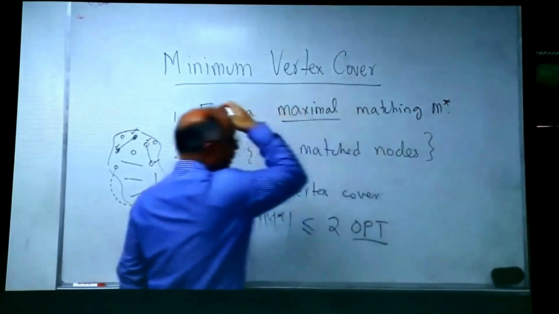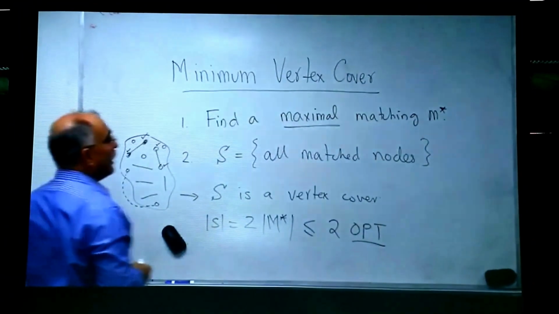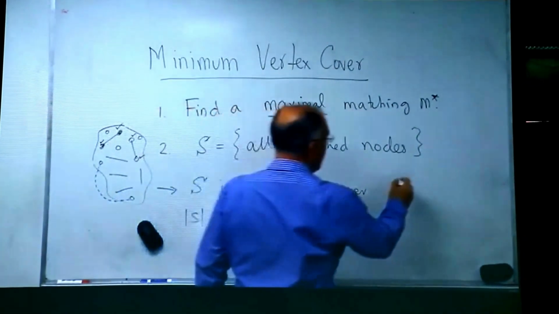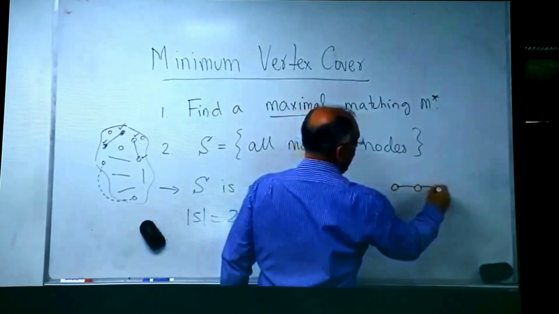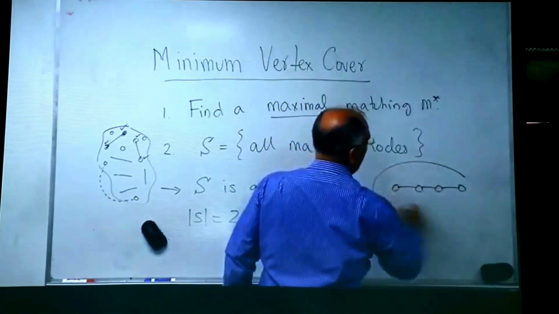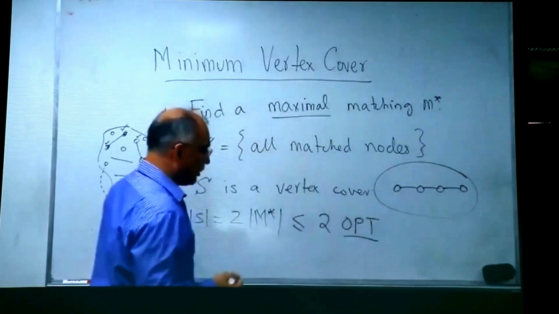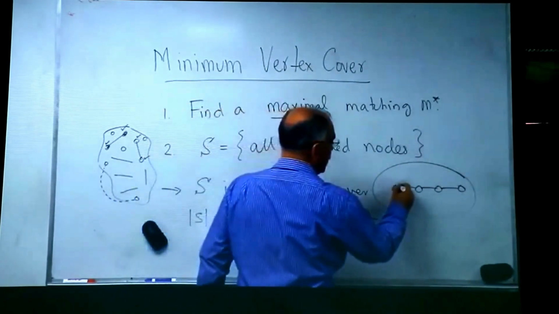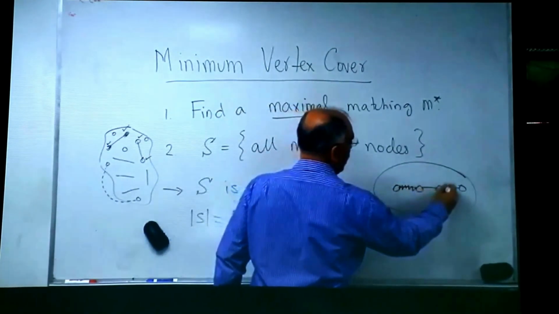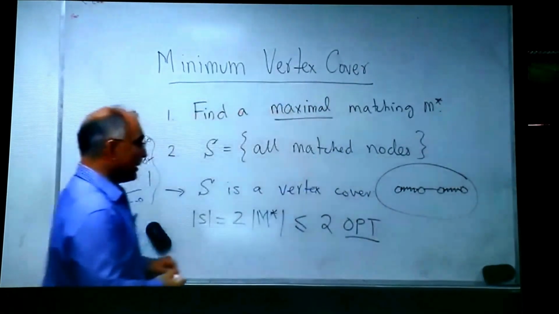So what is the difference between a maximum cardinality matching and a maximal matching? I'll show you by a simple example. Suppose this is my graph, right? Suppose that's my whole graph. What is a maximum cardinality matching? A maximum cardinality matching would pick this edge and this edge. And that's a maximum cardinality matching.